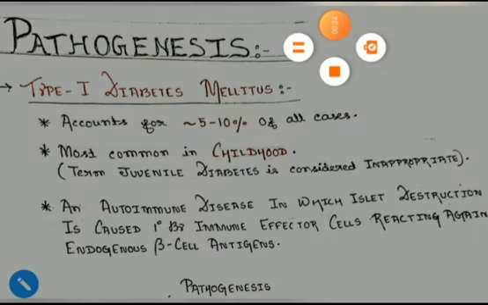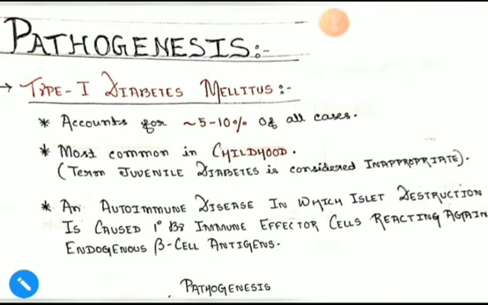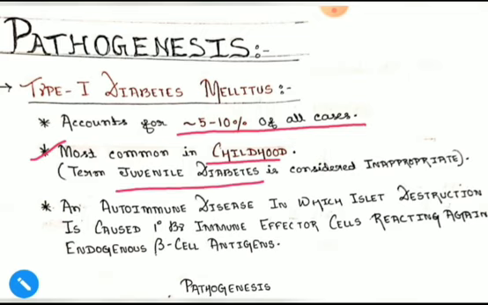So coming to the pathogenesis of type 1 diabetes mellitus, type 1 diabetes mellitus accounts for approximately 5 to 10% of all cases. Most commonly it occurs during childhood, but it can occur in any age group. So it should not be referred to as juvenile diabetes, but it is most commonly seen in childhood.